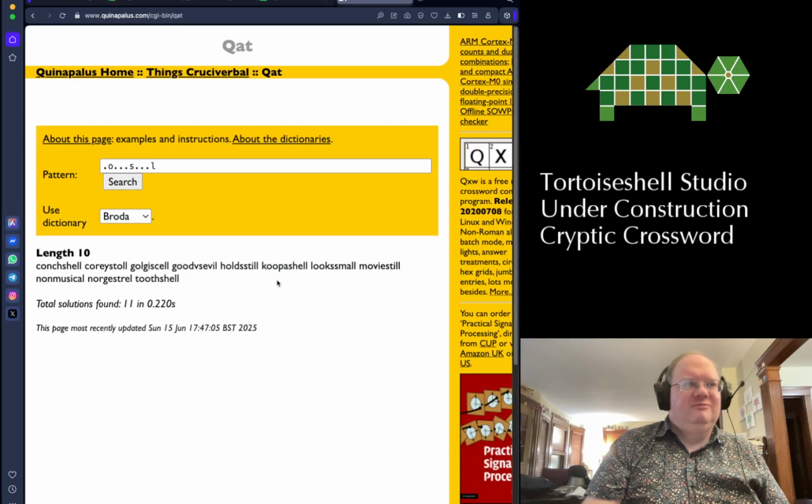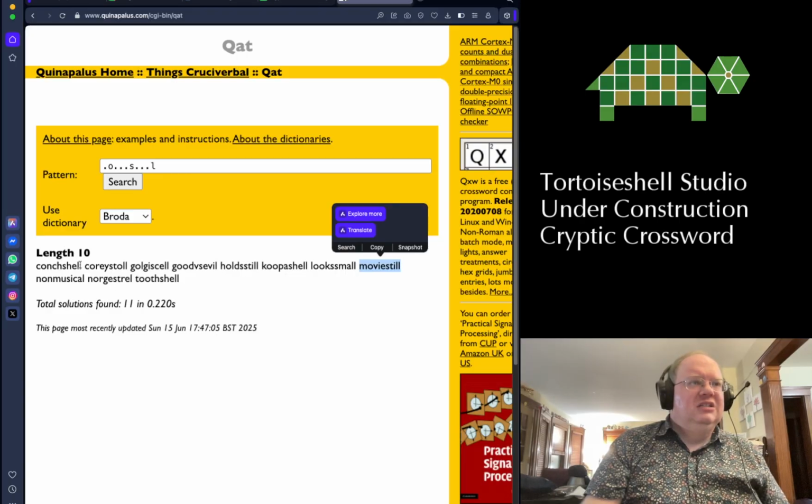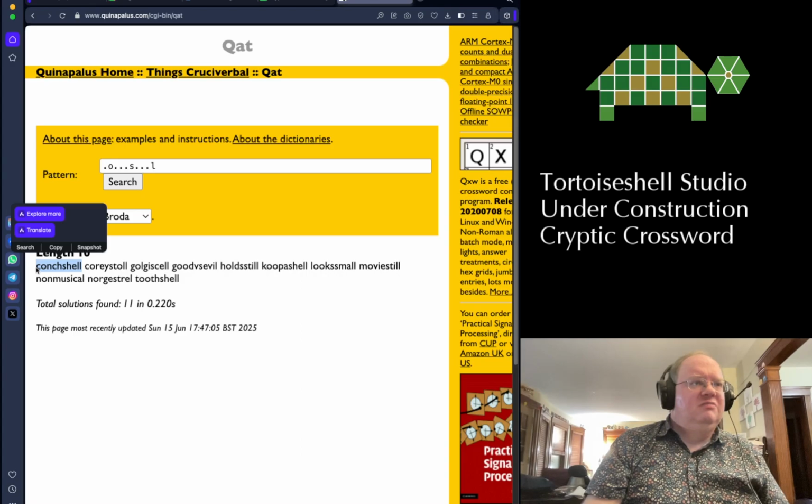Cool as hell. Non-musical is not a very good phrase. Movies can't use movie still because we've already used the M. So what would I do for conch shell? It just has so few vowels.